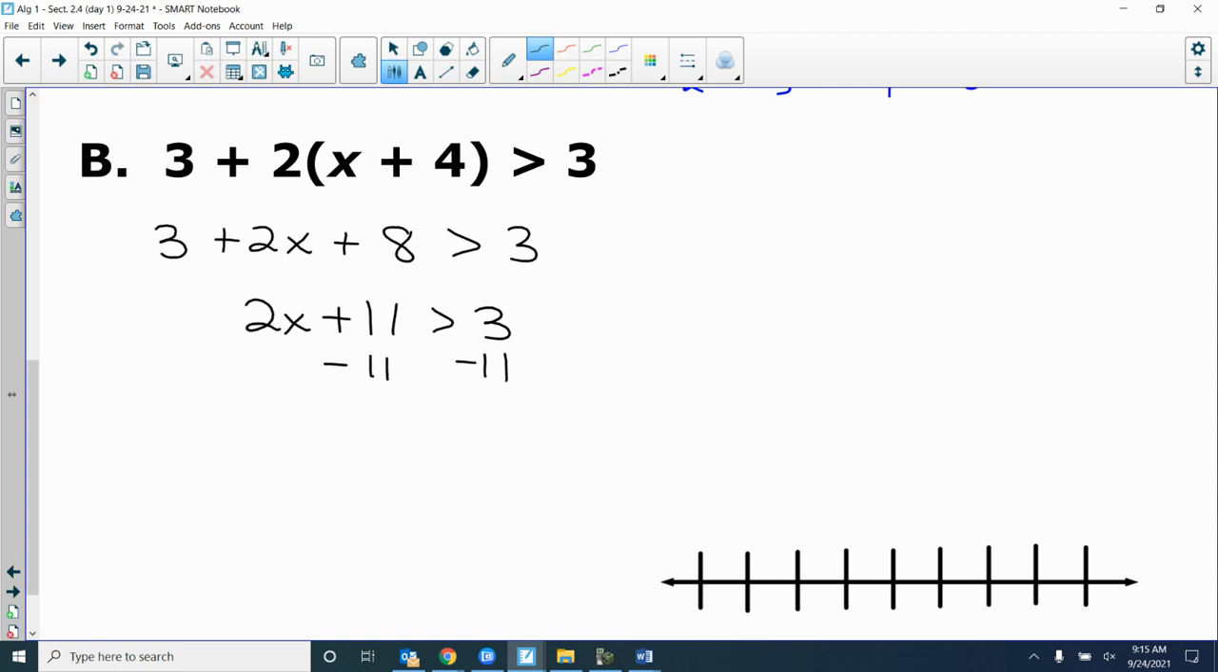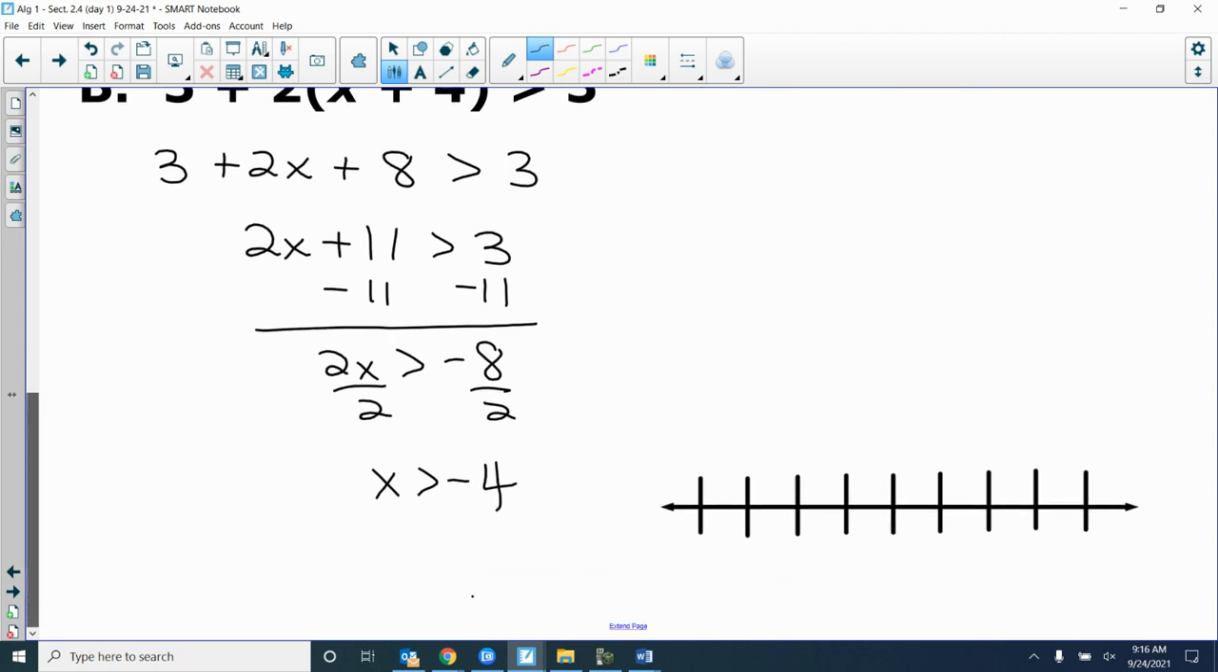Subtract 11. And I get 2x is greater than, what's 3 minus 11? -8. Divide by 2. x is greater than -4. Do not change the sign because we didn't divide by negative. Don't worry about that -8.